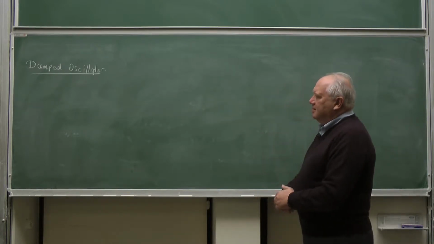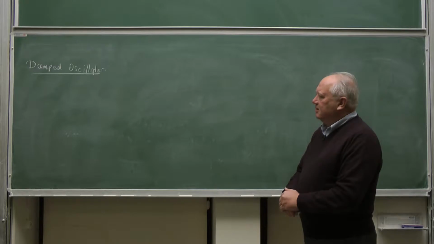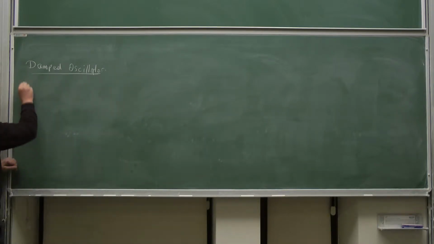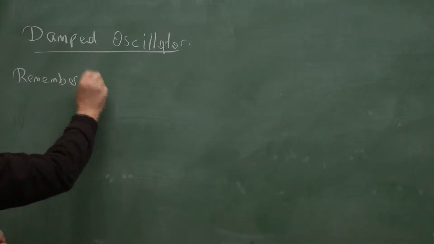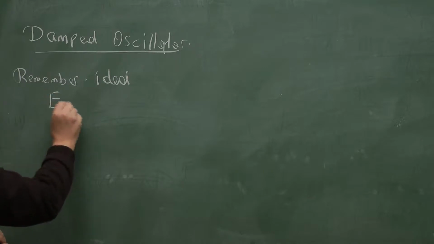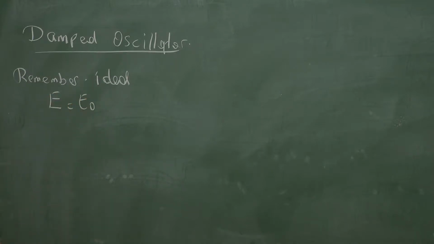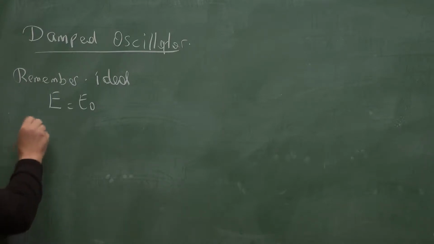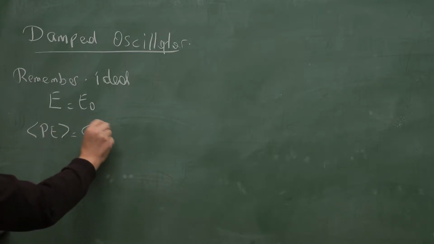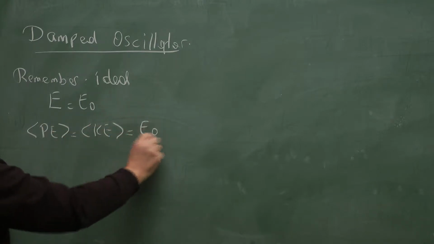Before I start the discussion, let us remember the most important results of the ideal oscillator. If the oscillator is ideal, its energy is E0. It's a fixed constant. And the average potential energy equals the average kinetic energy, that's E0 over 2.